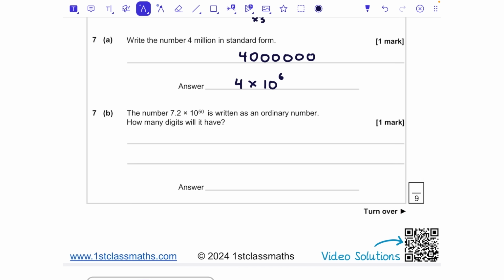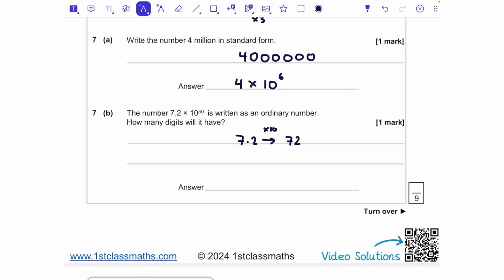For 7 part B, the number 7.2 times 10 to the power of 50 is written as an ordinary number. How many digits will it have? So every time I multiply by 10, those digits are going to move one place value column to the left. So when I times it by 10 the first time, it's going to go from 7.2 to being 72. So I've times it by 10 once and it's become 72.